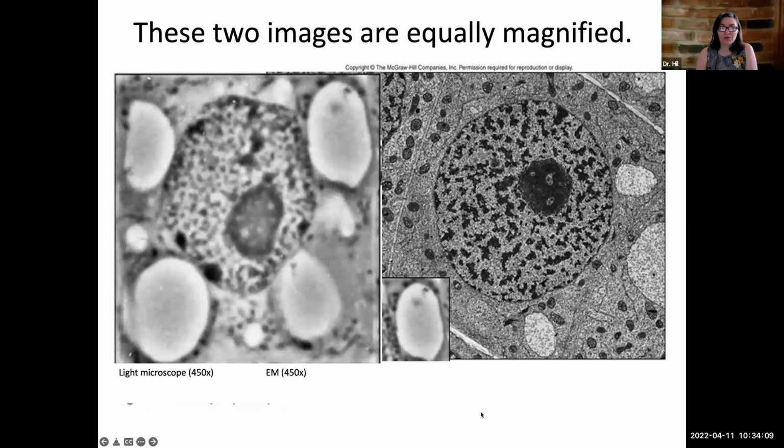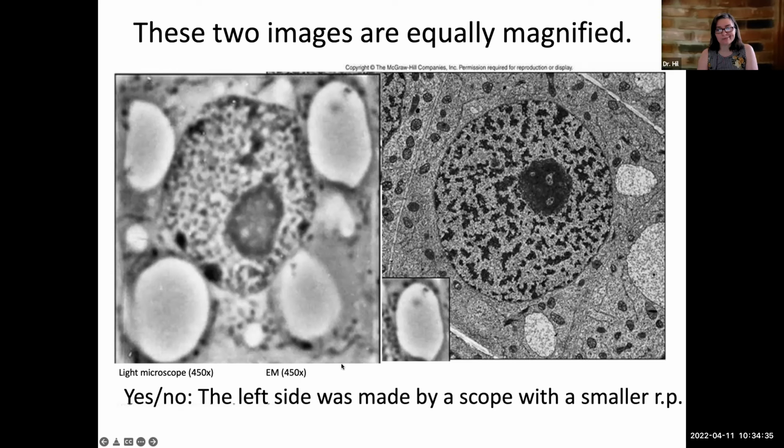Okay, and to prove that resolution is more important than magnification, these are two images of the same tissue. It's just the tissue is sliced very fine, and so they're adjacent. They're not exactly identical, but these two adjacent images were taken, one with a light microscope, magnification 450x, and one with an electron microscope, magnification 450x. So which of these images was made by a microscope that had a smaller RP number or a smaller RP value?